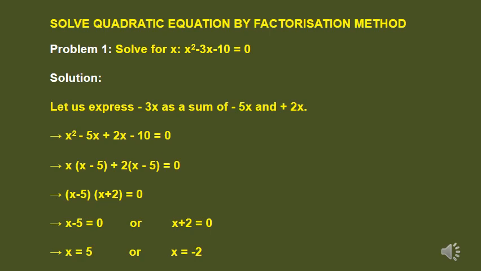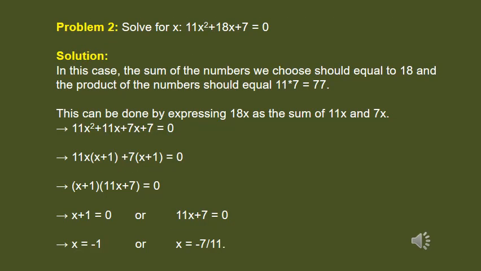After factorization we get x minus 5 equal to 0 and x plus 2 equal to 0. From that we get two roots: x is equal to 5 and x is equal to minus 2. This is an example of a quadratic equation which we solved by using the factorization method. Students, write down its solution.